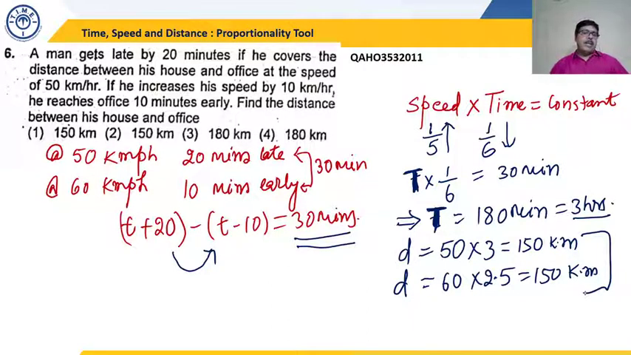So let me summarize what we have learned so far. The first thing is unit conversion from kilometer per hour to meter per second. Kilometer per hour to meter per second is 5 by 18 times the kilometer per hour. Meter per second to kilometer per hour is 18 by 5 times.